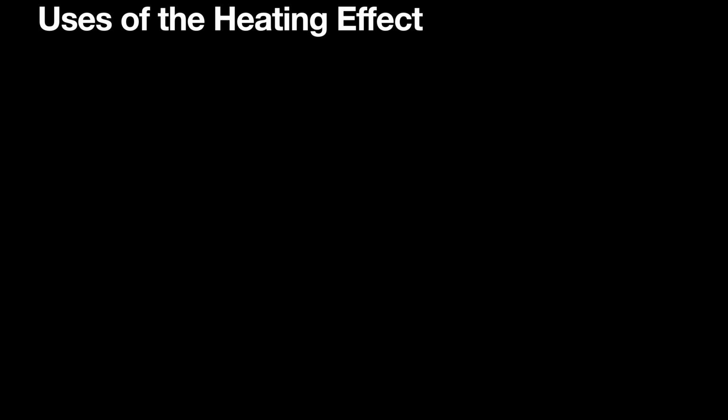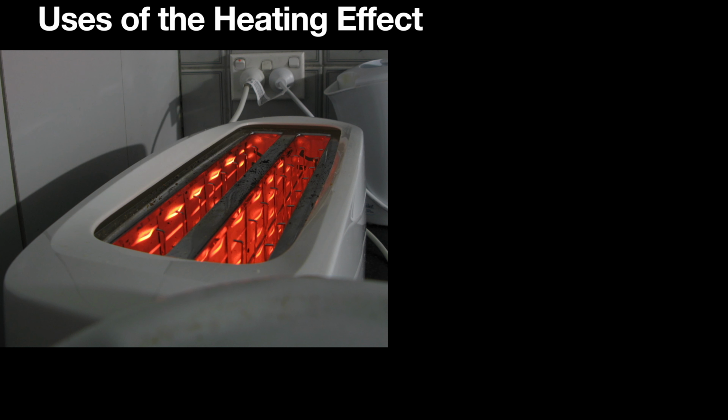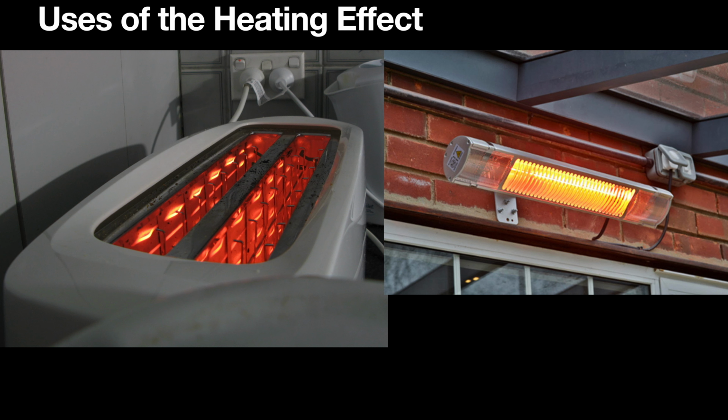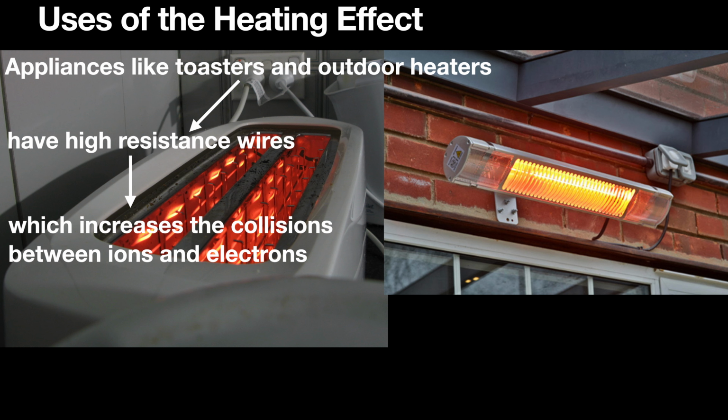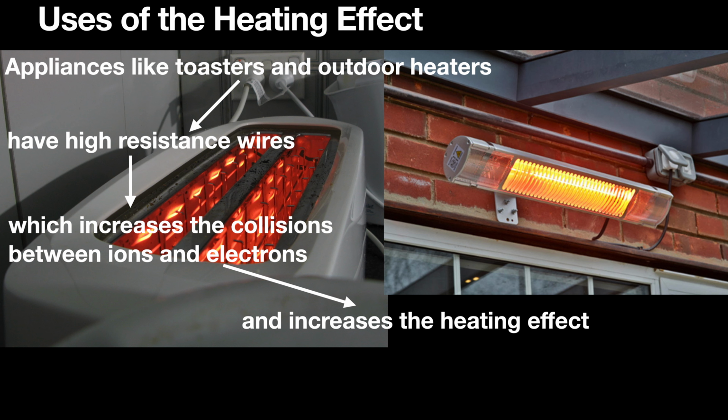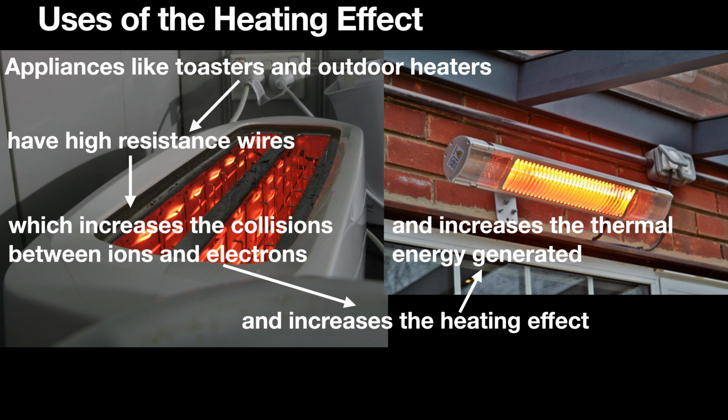However, in some cases, the heating effect can be useful. Examples of this are toasters and electric heaters. These appliances rely on the heating effect for their function. As a result, they have high resistance wires. This causes an increase in collisions between ions and electrons. As a result, that increases the heating effect, and therefore it increases the thermal energy generated. This is the heating effect we learnt about earlier.